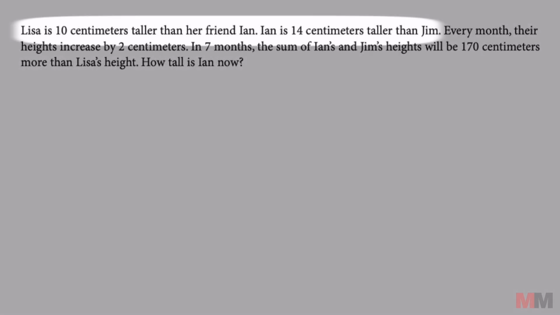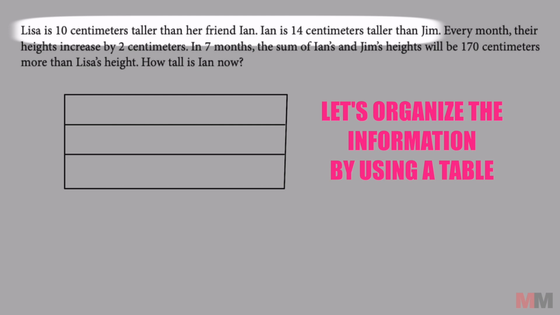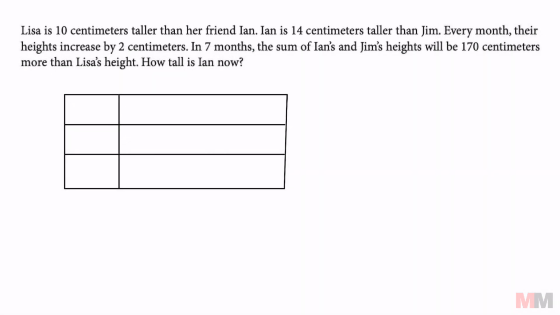Lisa is 10 centimeters taller than her friend Ian. Ian is 14 centimeters taller than Jim. Let's stop there so you don't get overwhelmed. And a strategy that I would suggest when you are trying to organize all this information is to make a table, just like this. It's talking about 3 people, which is Lisa, Ian, and Jim. It's talking about their heights.